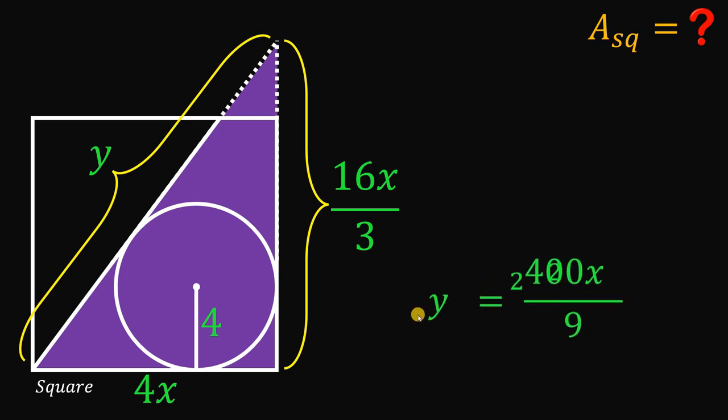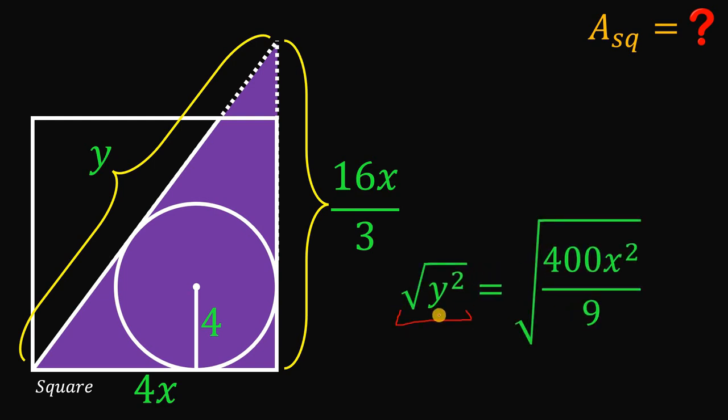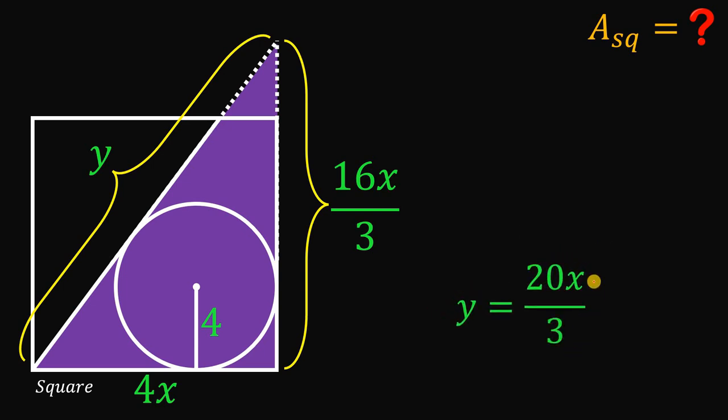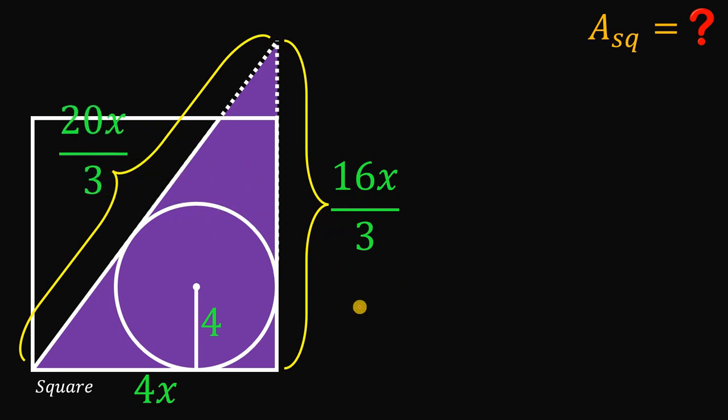Next, let's take the square root on both sides to get the value of y in terms of x. And take note that y is a side length, so we are only interested in the positive value of y. Now on the left hand side, this is just y. And on the right hand side, 400 is 20 squared, and 9 is just 3 squared. So if we take the square root of 20 squared x squared over 3 squared, this simplifies to 20x over 3. And that is the value of y in terms of x. So we can substitute this y with 20x over 3.